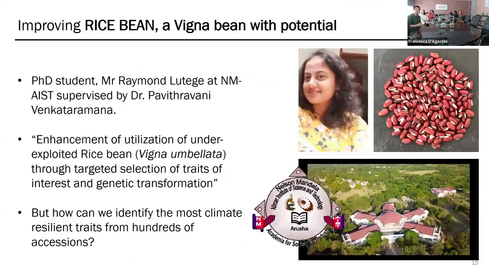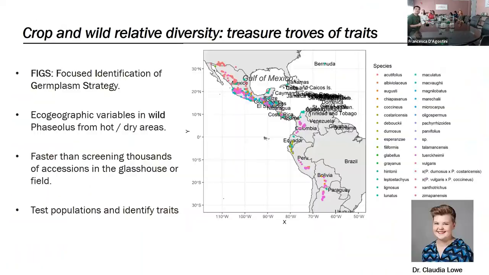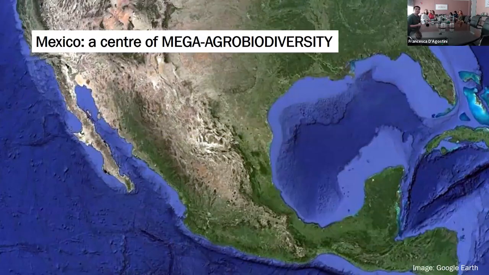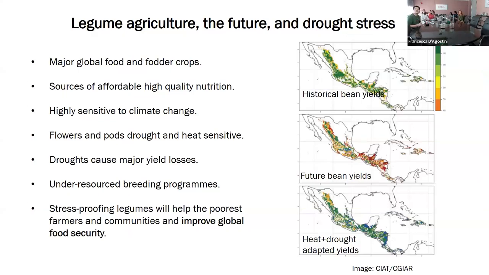On that note, here, in the future bean yields, you'll see there are some areas that are actually better than before, and that's because they're high mountain ranges that were previously too cold. Yeah, exactly. That was the idea that we had in mind. That's the same in the north of Europe, right? Yeah. Some places are going to be better.